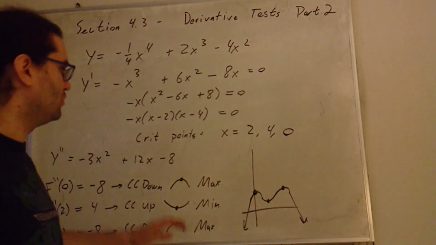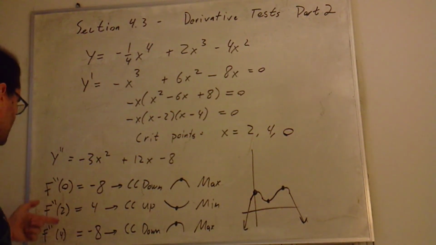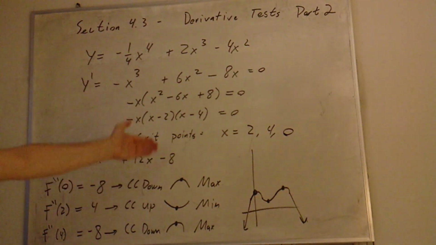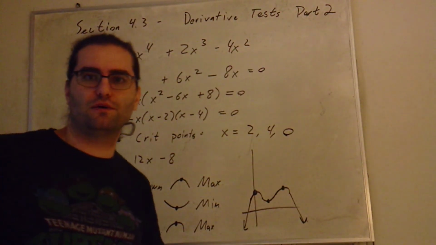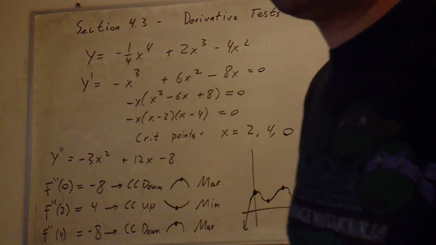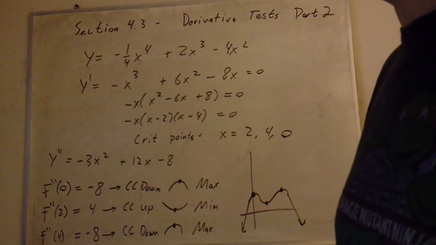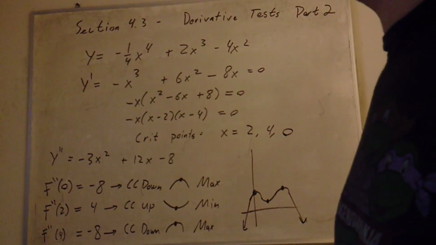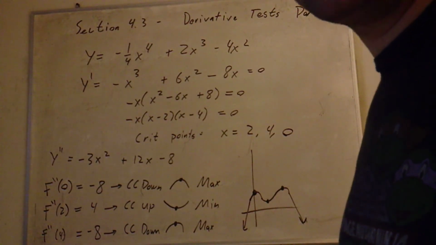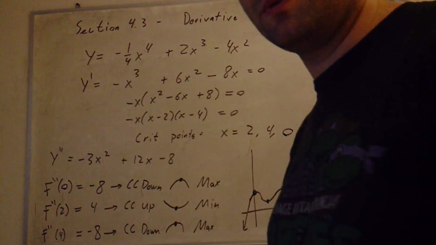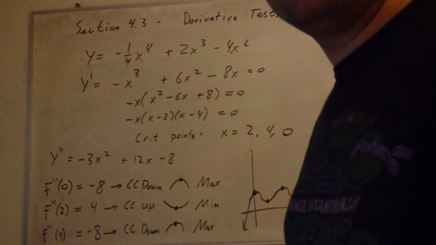I should plug these 3 numbers into the original function to find the y values of these local maxes and mins, but this video is about to cut itself short, so I'm going to beat it to that. We're going to do a part 3 where we'll look at a function and find maximums and minimums using both the first derivative test and the second derivative test at the same time, so we can see how those compare. So stay tuned for that.